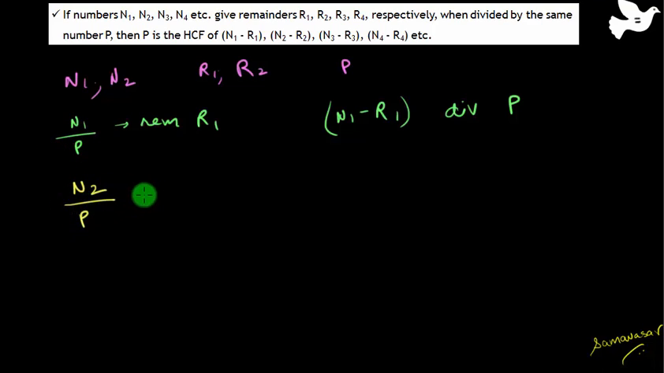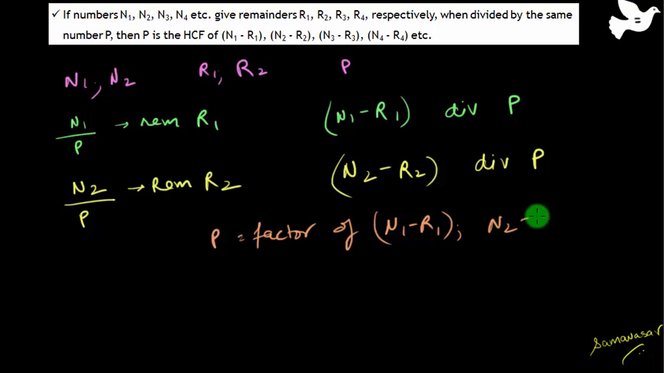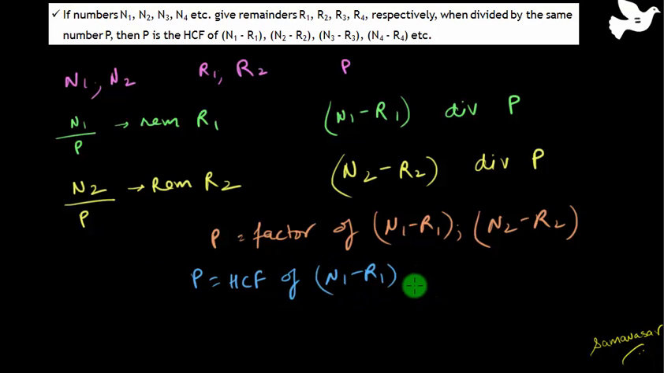Similarly, n2 divided by p is leaving a remainder of r2. Again, if I subtract r2 from n2, n2 minus r2 is divisible by p. So n1 minus r1 is also divisible by p, and n2 minus r2 is also divisible by p, which implies that p is a factor of n1 minus r1 and n2 minus r2. Now in the question, normally you will be asked the largest number, which would make p the HCF of n1 minus r1 and n2 minus r2. I can extrapolate this to whatever number of terms, let me add n3 minus r3 and so on. So this is again the formula that I get.